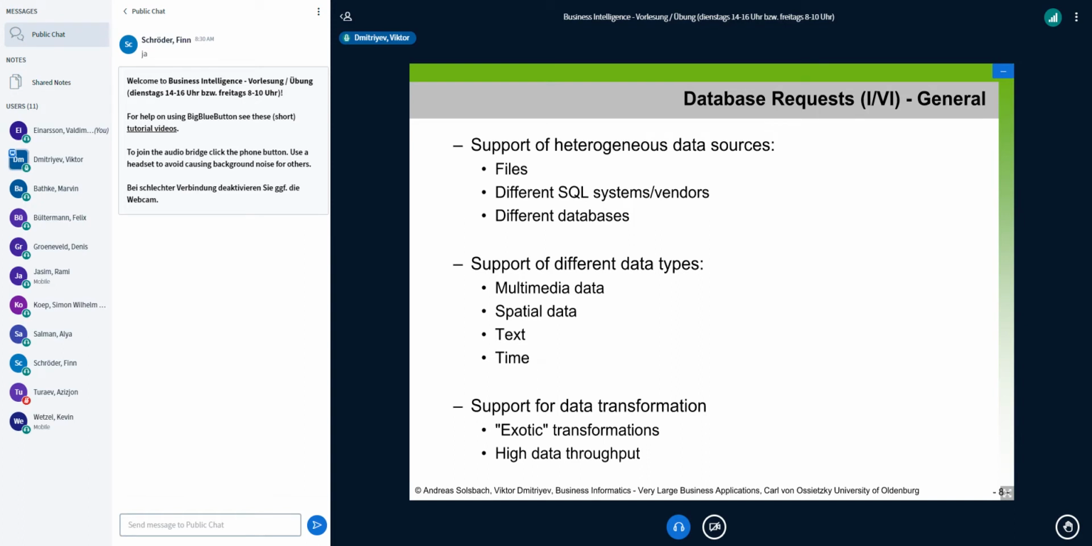Then support of transformation. So what does it mean? It means an integrated part of the ETL tool in the database, like L or T. So basically it's about the T. You bring the data to the database and say, now do your magic and transform the data. Yeah, this is also possible.